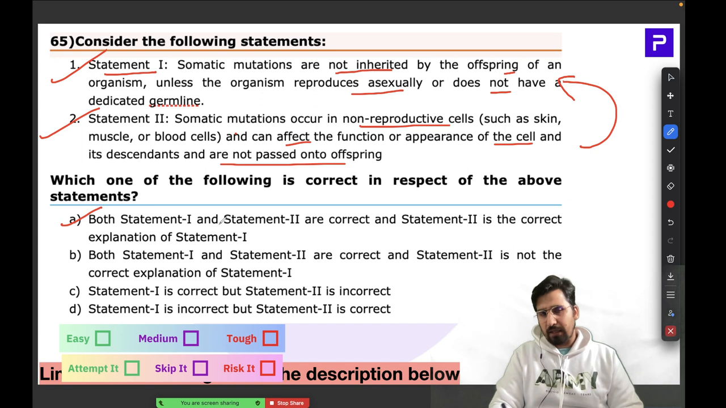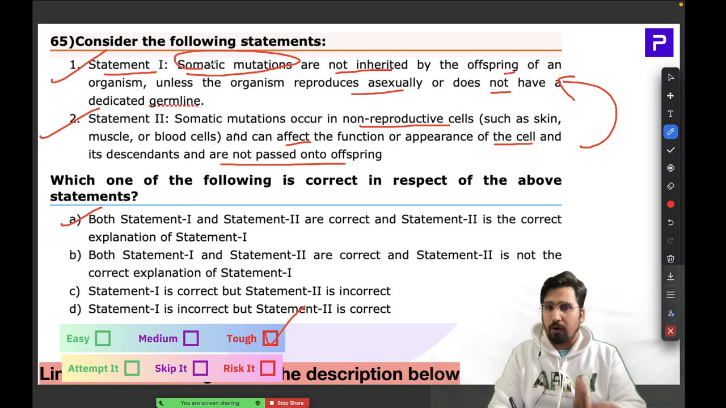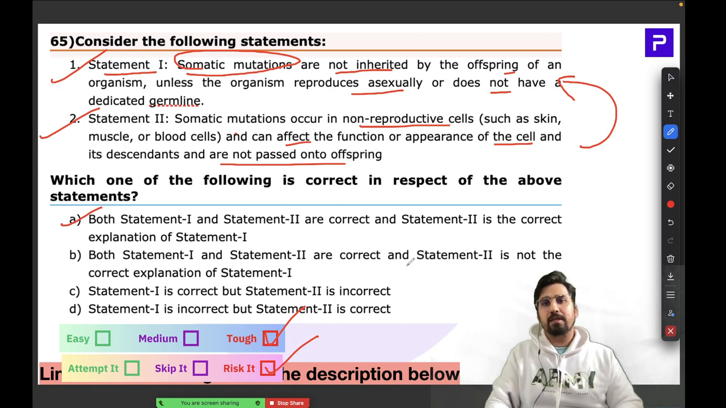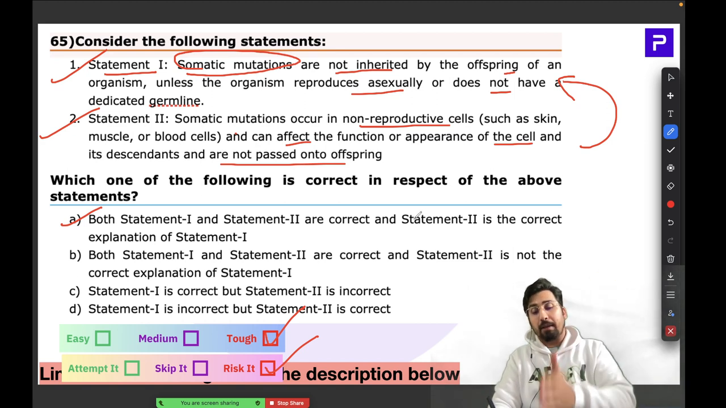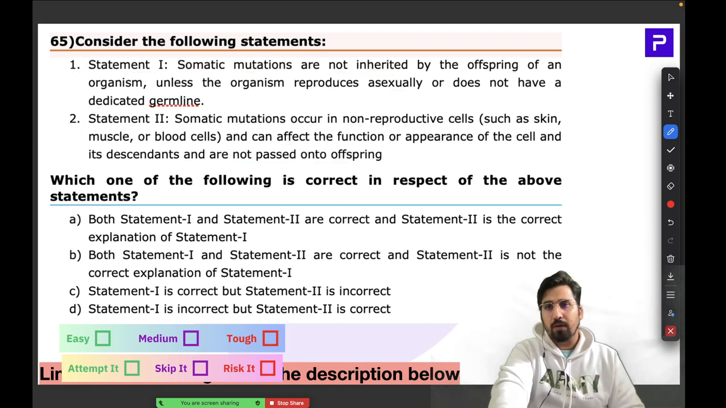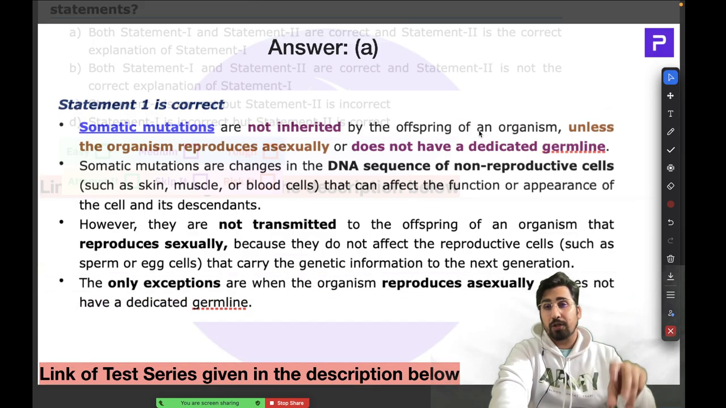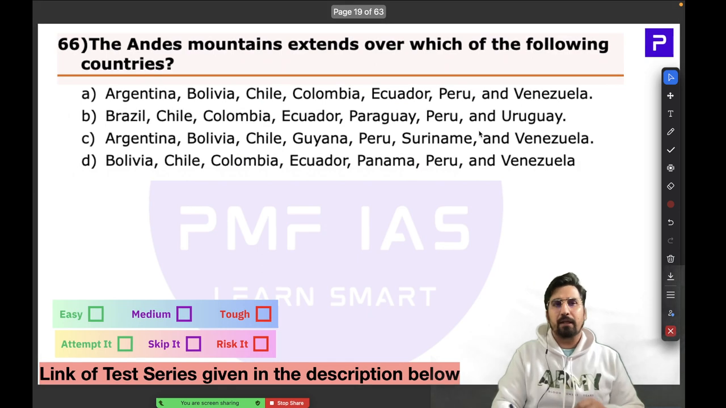I would say this particular question is a tough one, because somatic mutation is not something we talk about very often. You can risk it, because by reading the two statements, you have a bit of an idea. If you are absolutely not aware about somatic mutation, or about reproductive and non-reproductive cells, then you should not risk it, because it's a tough combination of figuring out the two, and then giving this kind of answer is a bit tough.